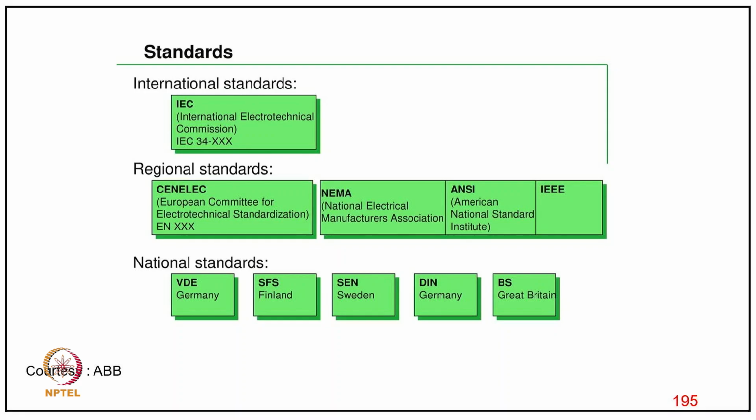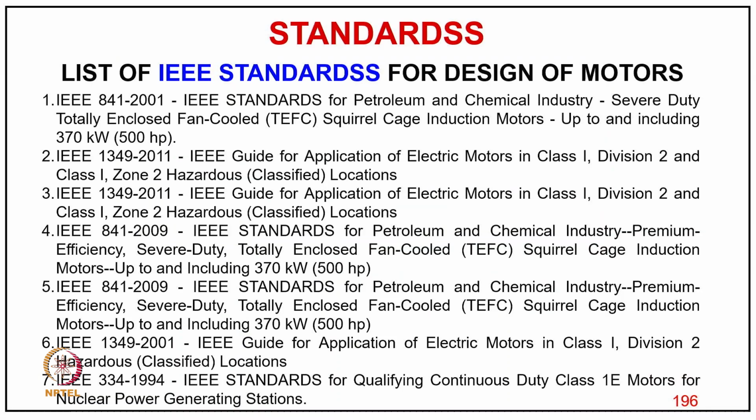or we have ANSI, American National Standards, and IEEE, Institute of Electrical and Electronics Engineers in the US, and we have VDE in Germany, SFS in Finland, SEN in Sweden, DIN in Germany, and BS in Great Britain, and in India, of course, we have BIS, Bureau of Indian Standards.